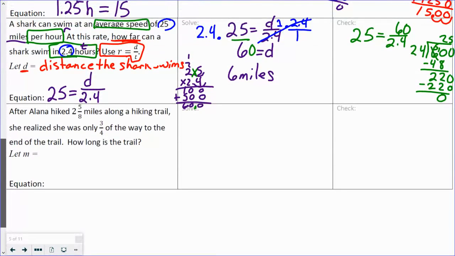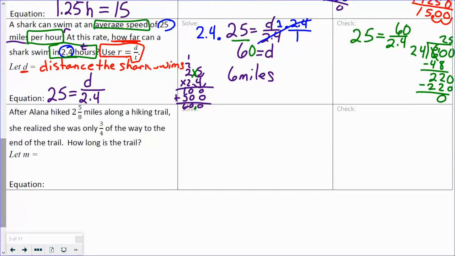All right, our last one. After Alana hiked 2 5/8 miles along a hiking trail, she realized she was only 3/4 of the way to the end of the trail. How long was the trail? Well, we circled our information. Okay. M. So what is it we're looking for? M is how long is the trail? So we say let M equal the length of the trail.